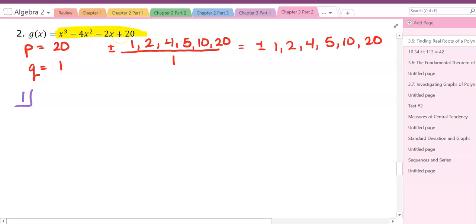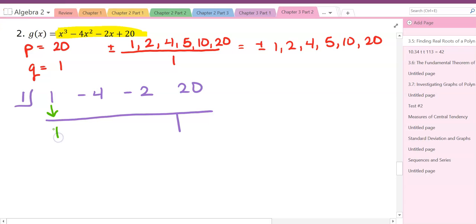Going back up to that original problem, what are my coefficients in that? Good. Now remember, I want a 0 to show up here for the remainder. So I'm going to bring down the 1. I'm going to do my process now.